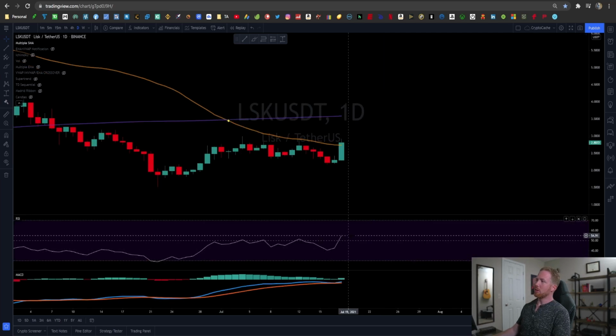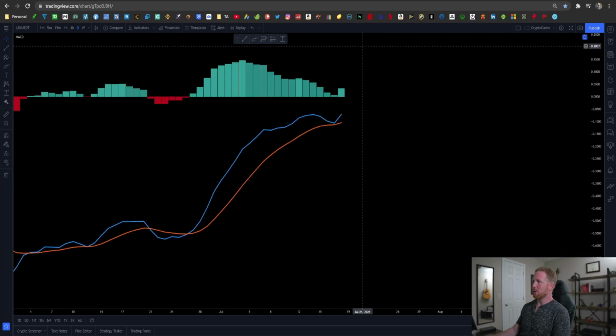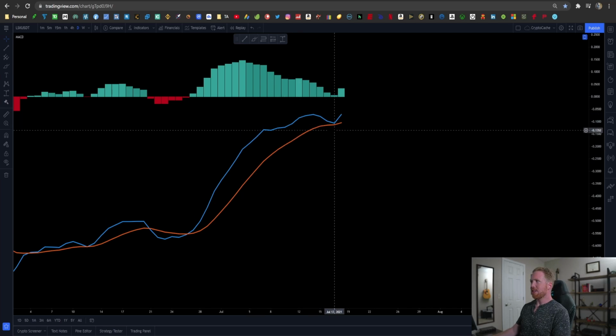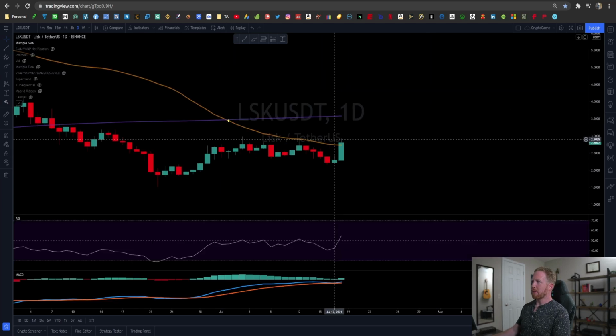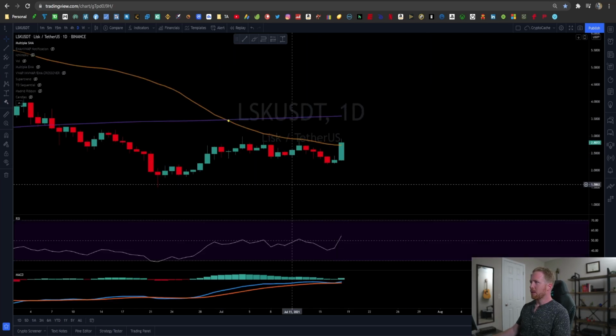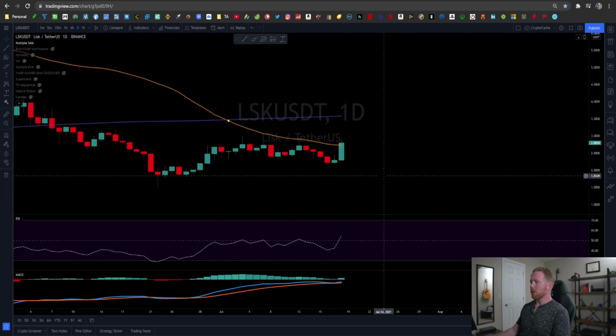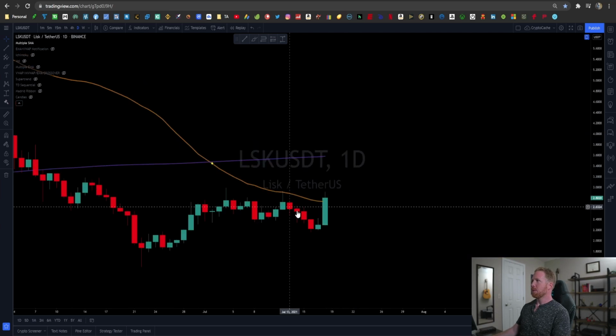RSI is pretty low, right around 55, nothing to really worry about. And we can see the MACD kind of bounce right here. Now, when it bounces above without actually coming below and then converging back, that's usually a good sign. It basically just means that the bulls are in control and we're looking at a pretty significant increase. Obviously, we can see that here, but that's generally how that reads.